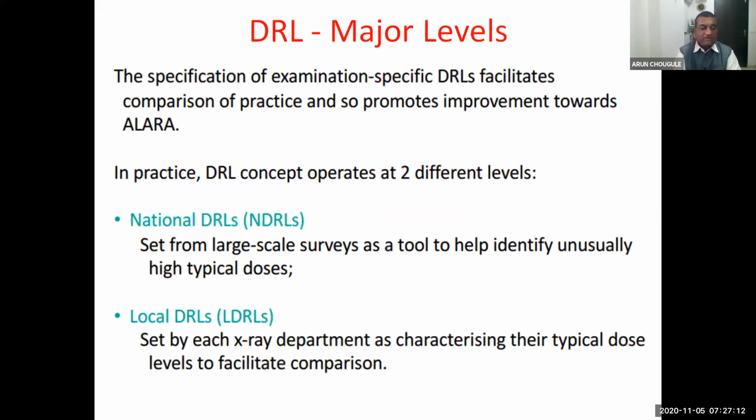So DRL major levels, as I was just talking about, involve the specification of examination-specific DRLs for facilities, comparison of practice, and so promote improvement towards the as low as reasonably achievable principle. They can be national DRLs, set from large-scale surveys as a tool to help identify unusually high typical doses. And local DRL levels can be institute based, city based, regional or state based, set by each X-ray department to characterize their typical dose level to facilitate comparison with the national or published data.